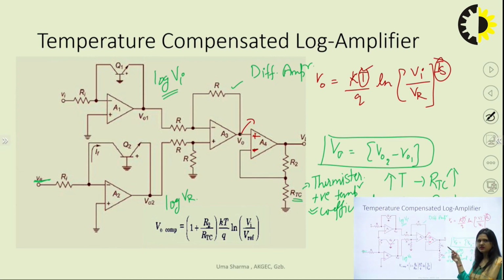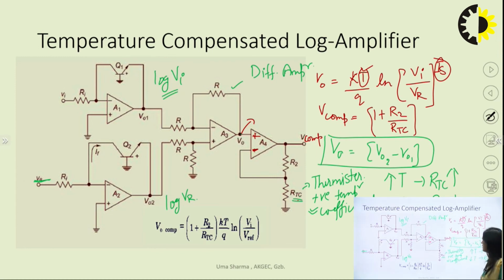One is R2, a normal resistor, and the other is RTC, which is a thermistor. The value of RTC depends on the temperature. You know the expression for the gain of the non-inverting amplifier, so you can directly use it to calculate V compensated, which equals the gain of the non-inverting amplifier, 1 plus R2 by RTC, multiplied by the input. The input is V output, which we calculated in the previous equation.